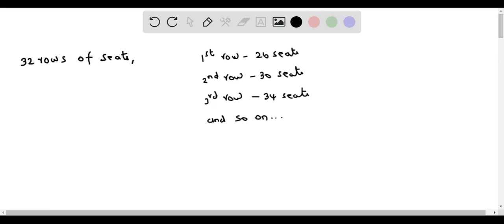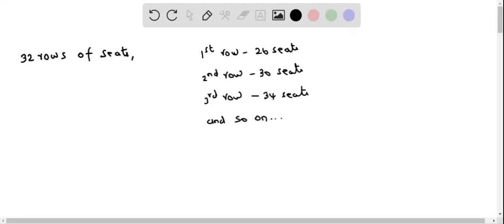Okay, so first we can write this pattern as a sequence of numbers. Since there are 26 seats in the first row, I put 26, comma, and then 30 seats in the second row. Then I put 30 and 34 seats in the third row. So I put 34, comma, and then it just continues.